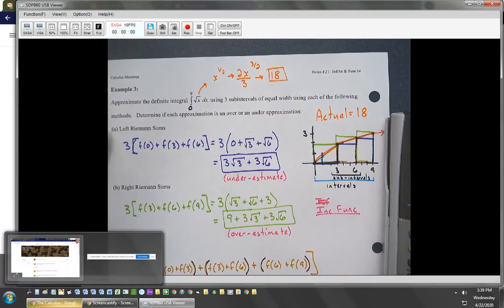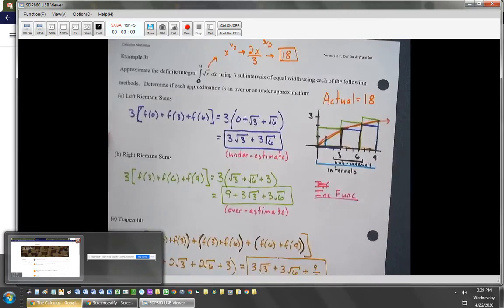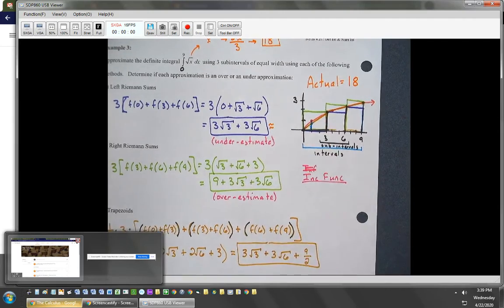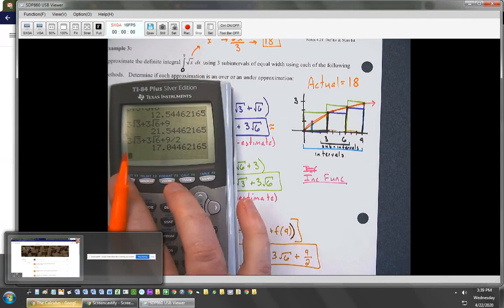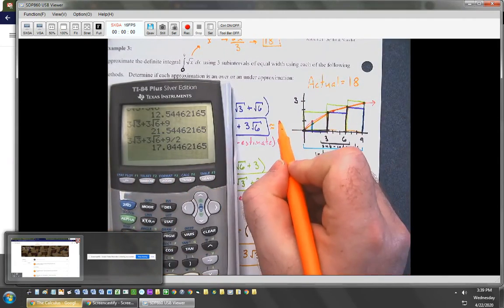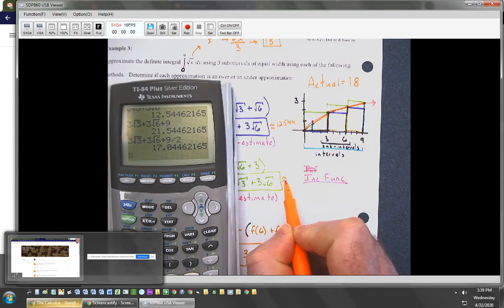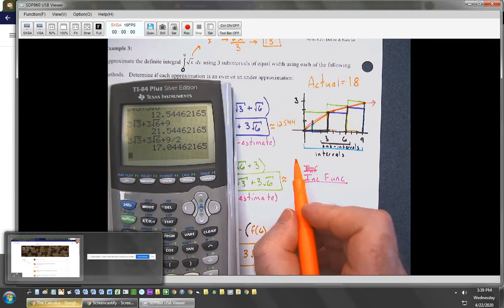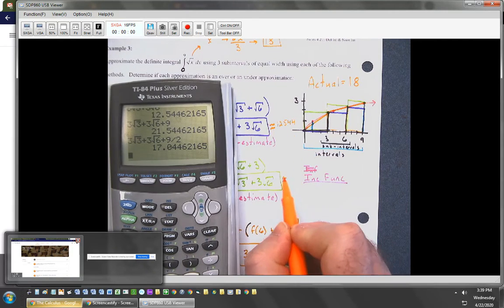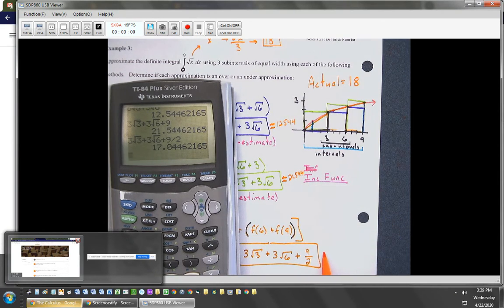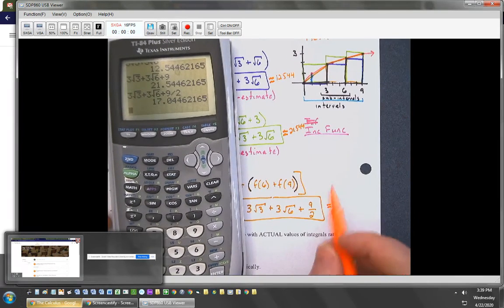I'll talk more about how to evaluate a definite integral, but I just wanted to check for myself. This ended up being approximately, I got to go back here, 12.544. This was equal to 21.544. And this was our best estimate at 17.044.